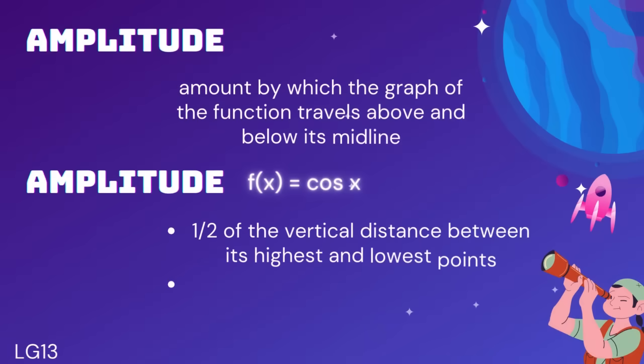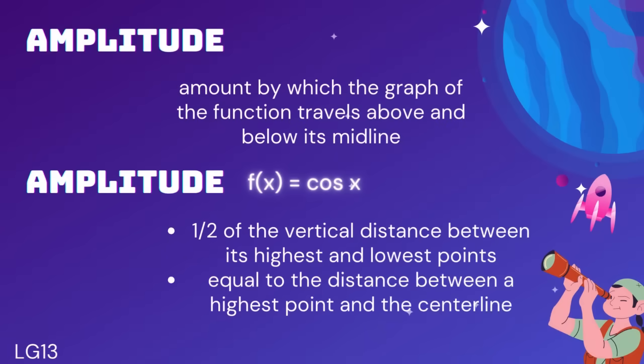According to the findings of my last adventure, an amplitude of a function is the amount by which the graph of a function travels above and below its midline. Let's make it simple, specifically for our mother function of f of x equals cosine x. The amplitude of a cosine function is actually half the vertical distance between the highest and lowest points, which is equal to the distance between a highest point and the center line.